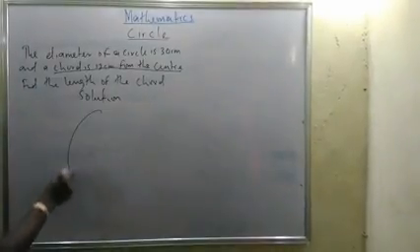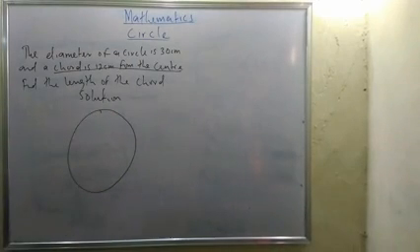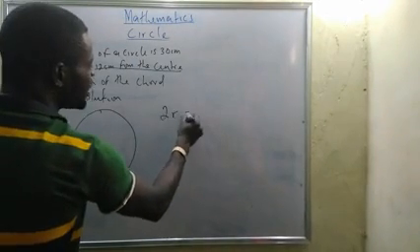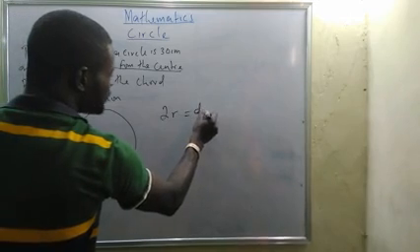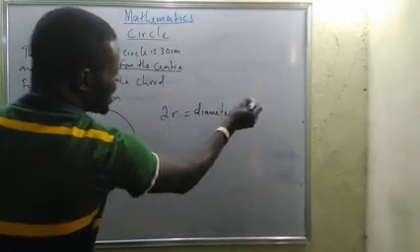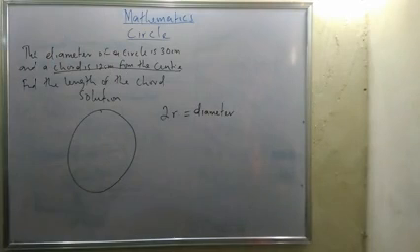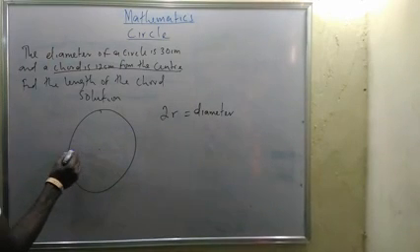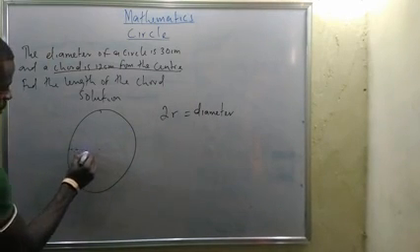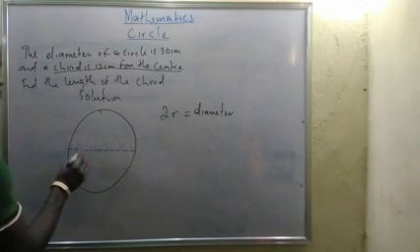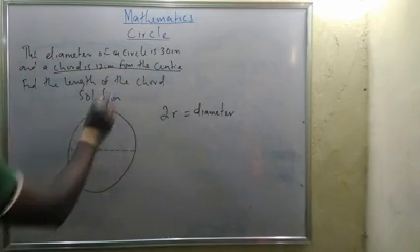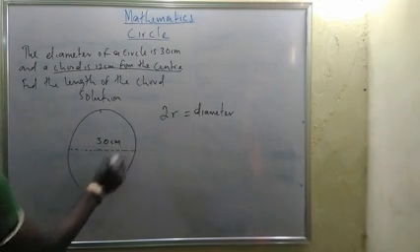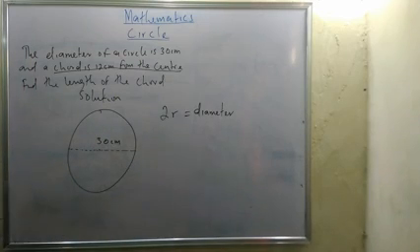Okay, now, I'll draw my circle. Once I draw my circle, I need the radius. Now, I've told you that 2R equals 1 diameter. I said it at the beginning of the class, that 2R equals 1 diameter. Now, it means I can make it a center O. The diameter is 30 centimeters. Now, when you divide 30 centimeters, your radius will surely be what?